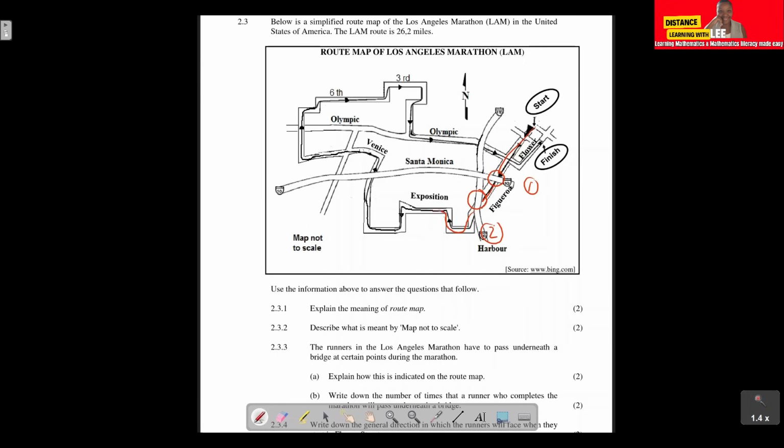Then we go, the runner is going, and that's disappearing there. That's the third bridge. Then we continue to go and go.